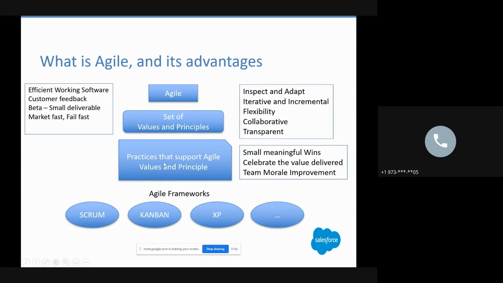So again, practices that support agile values and principles, right? So that any practice we do, how we develop a product or any task, if they are following those values, then we can call ourselves agile. Now, at the bottom over here, we have different frameworks which help us follow those values and principles and enable us to do just that, right? So Scrum, Kanban, and there are others like extreme programming. But today I will just talk about the Scrum framework and a little bit of Kanban.